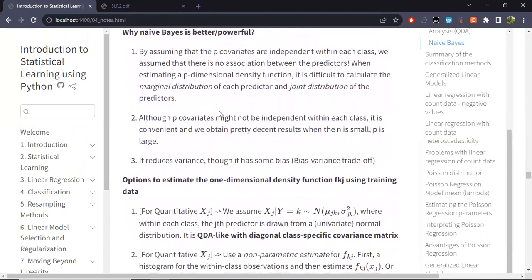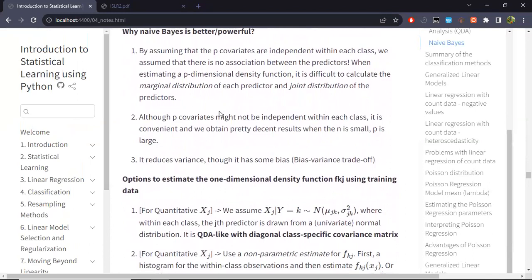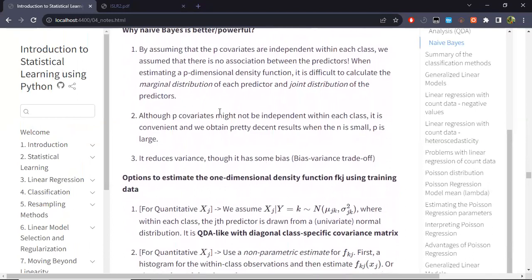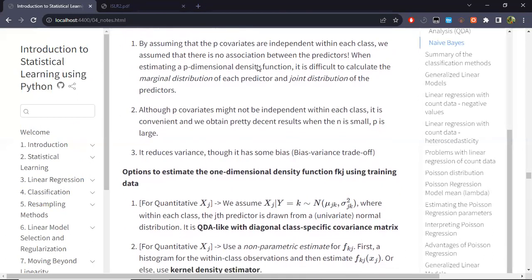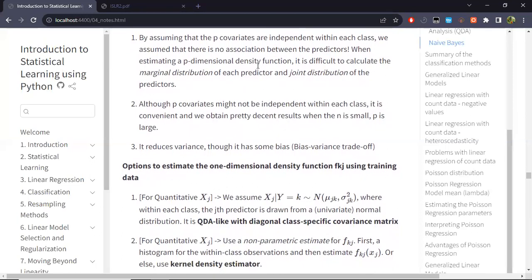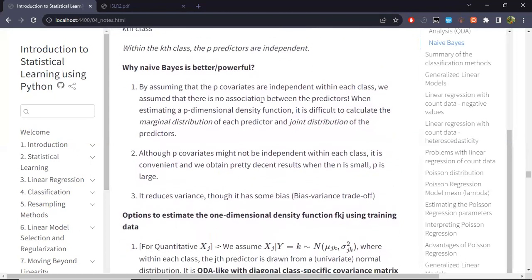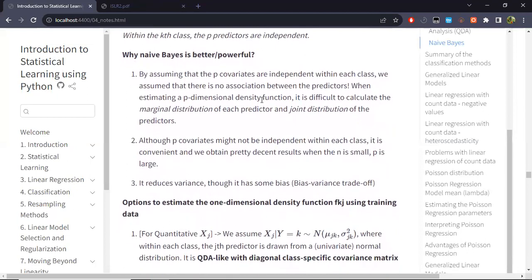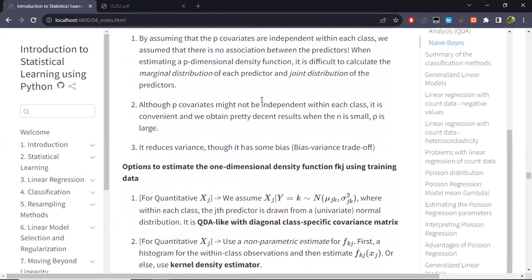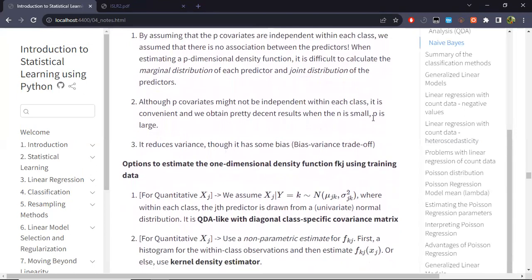So why would we be using this model? Well, if they're independent indeed, then you can use it. However, even if they are not independent, usually the classifications for this model are good. And particularly it can be used if you have a small number of observations and a large number of predictors.